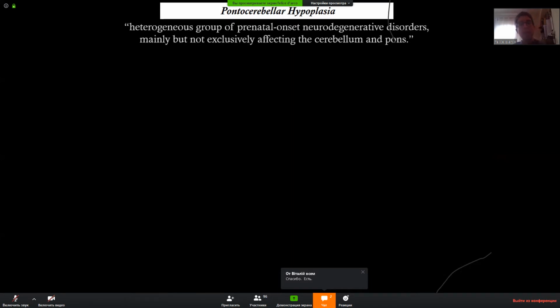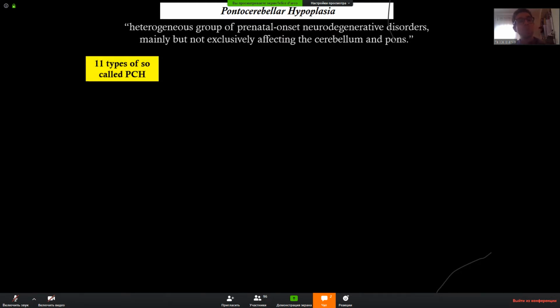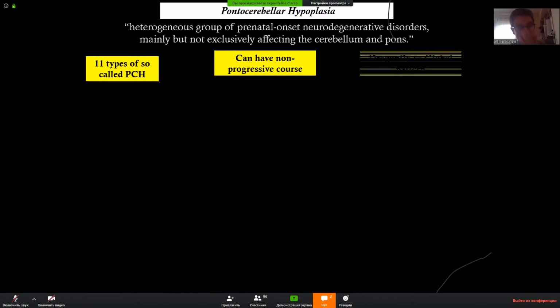Now, the problem we have is when we start to speak about pontocerebellar hypoplasia. Pontocerebellar hypoplasia is actually a group of genetic diseases that are characterized by pontocerebellar atrophy, not hypoplasia. They normally involve the cerebellum and pons, but not only the cerebellum and pons. We have 11 types of so-called pontocerebellar hypoplasia, and it can have a non-progressive course, which again can be misleading.